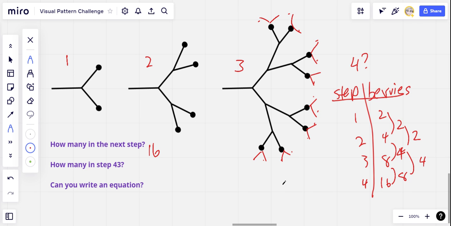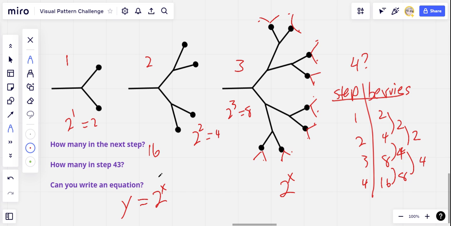And what that means is this pattern has 2 to the x. And sometimes in patterns like this, there's other stuff. There might be a number to multiply by, and there might be something else. In this case, I think that's it, because if we put 2 to the first power here, that's 2. If we put 2 to the second power for step 2, that's 4. 2 to the third power in step 3 is 8. That's exactly how many berries we have. So our equation is simply 2 to the x power, to the step number power.